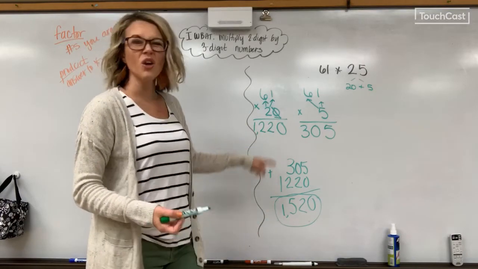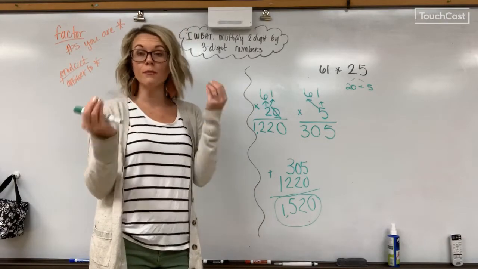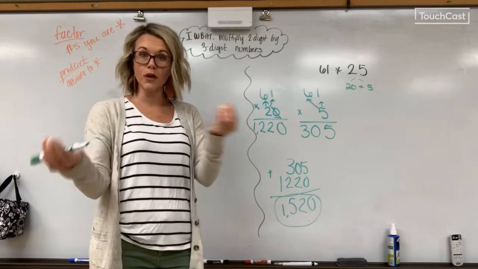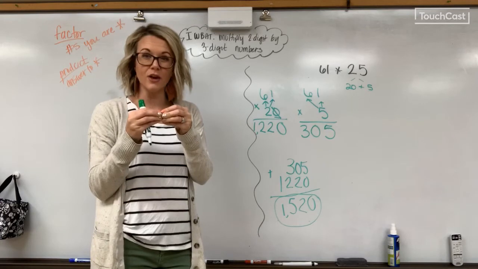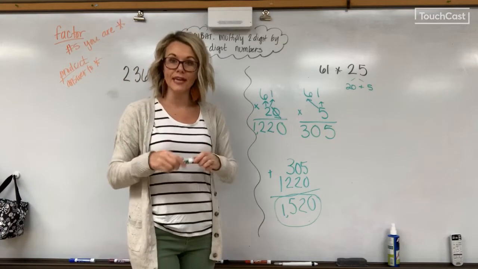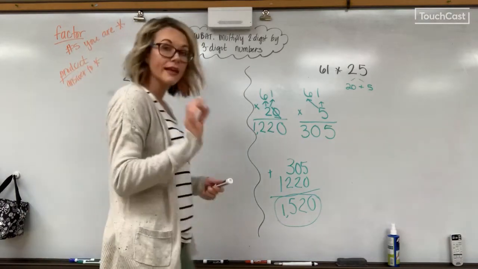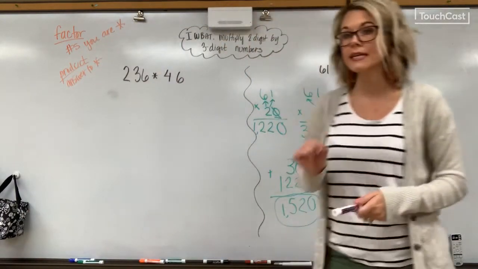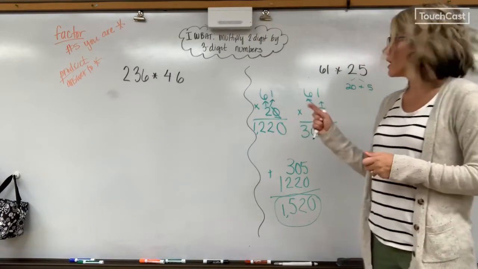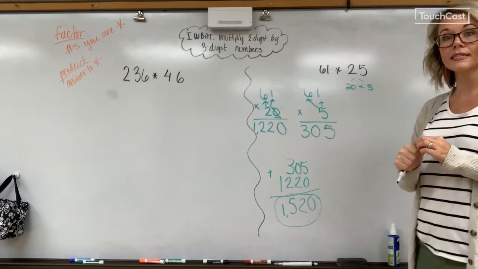So that was called partial products. You broke them apart. You found a part of the product, two different parts, and then you put them together to find the entire product, the whole thing. So now let's just look at the standard algorithm. So what does that look like? And I want you to make an observation of, do you notice any similarities between partial products, what we just did, and the standard algorithm?